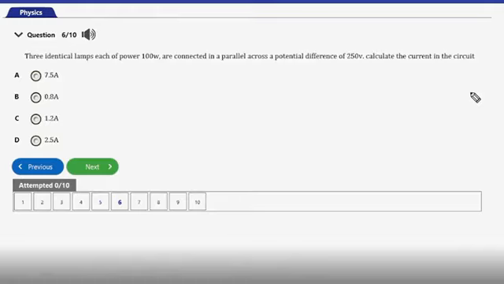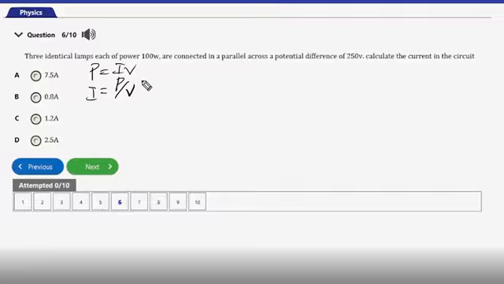Question number 6 here says, 3 identical lamps, each of power 100 watts, are connected in parallel across a potential difference of 250 volts. Calculate the current in the circuit. So guys, let's recall that power is equal to current times voltage, or voltage times current anyway. So it means that for the current here, we can make I the subject of this equation, and then we are going to have P over V.